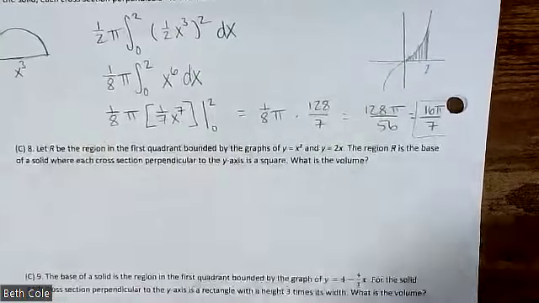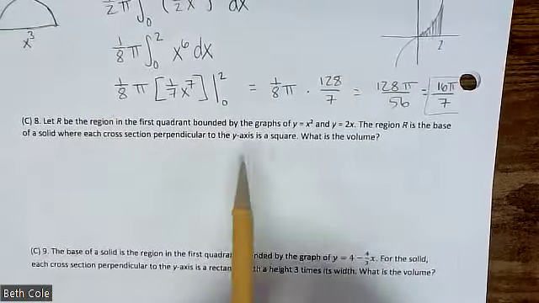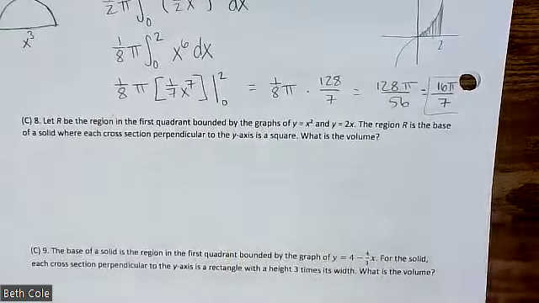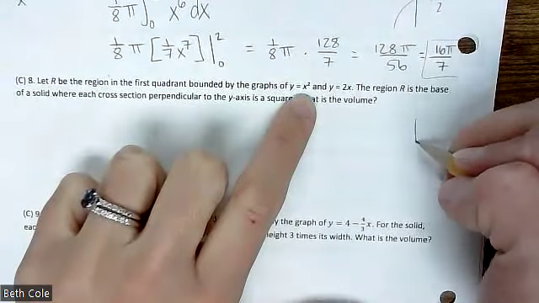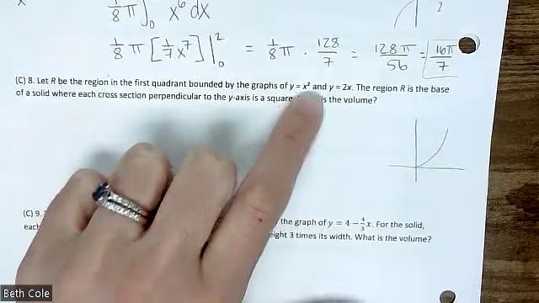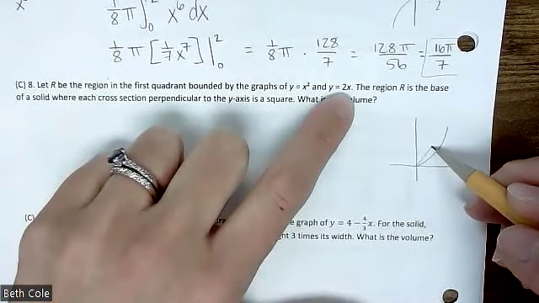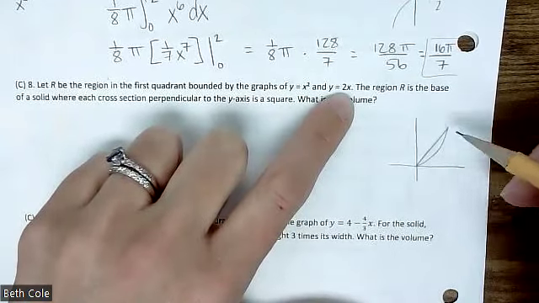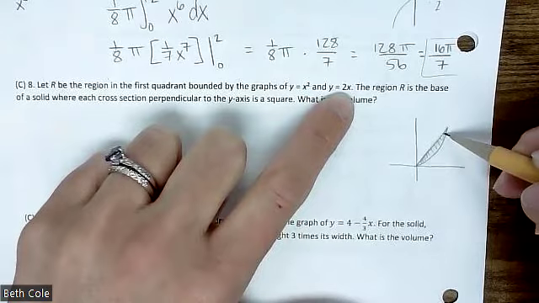All right, this one we get a calculator for. Let R be the region in the first quadrant bounded by, let's just do a really quick sketch. What does x squared look like? Parabola, that's going to look like that. 2x is a line. It's going to look like that. Like a little banana that's been cut in half or something.